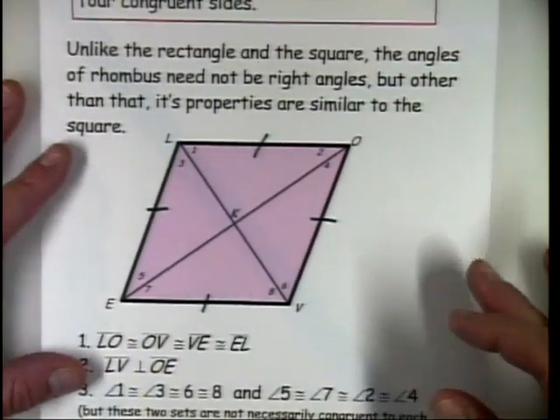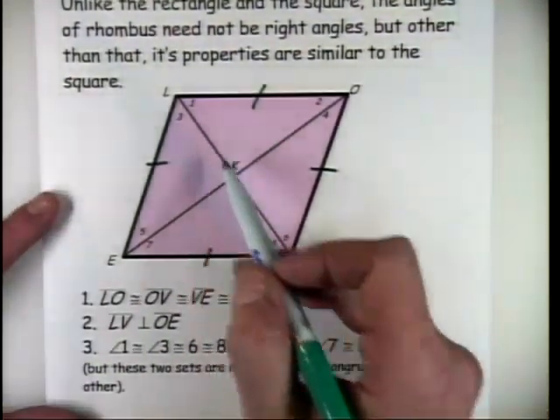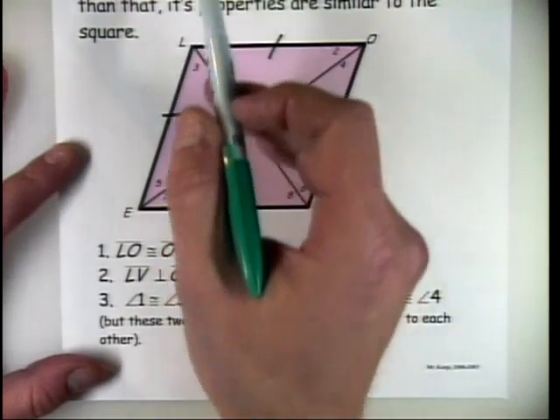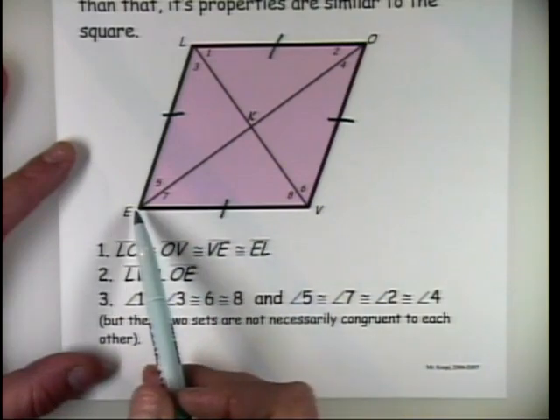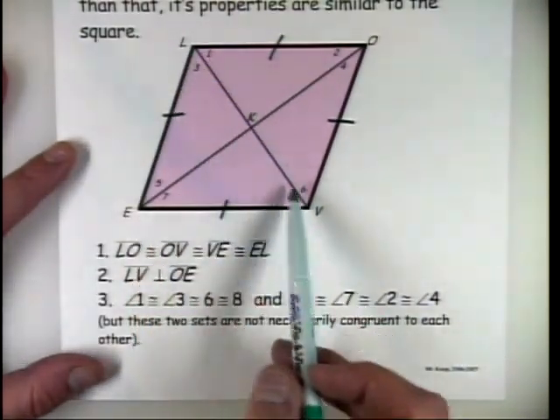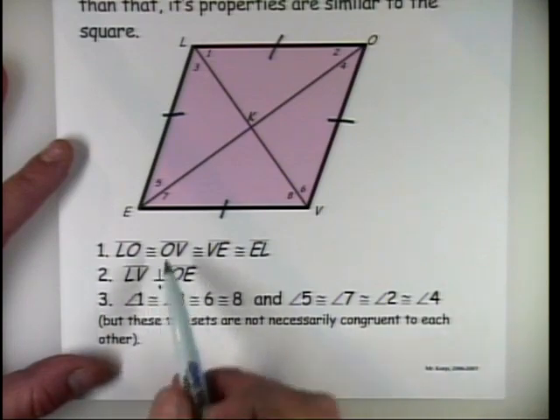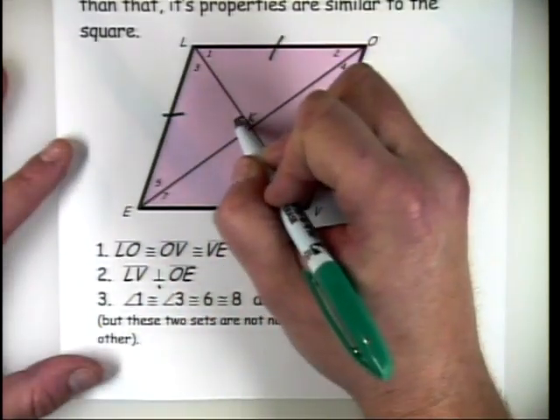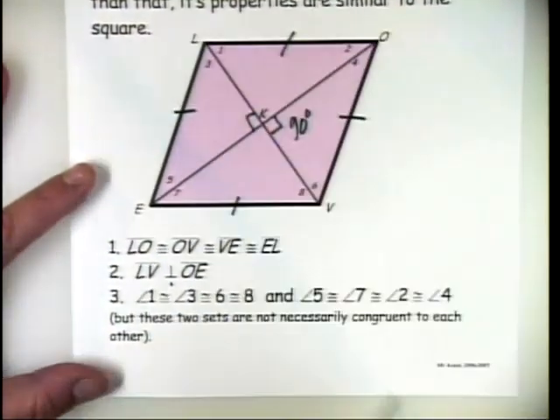Now, let's look at the properties of a rhombus. It is a quadrilateral, so it shares all the same characteristics that all quadrilaterals do. The diagonals bisect each other. So we know that because it has 4 congruent sides, segment LO is congruent to OV, is congruent to VE, is congruent to EL. Okay, that's very similar to a square. Also similar to the square, we know that the diagonals bisect each other at right angles. Remember, this right here is the symbol for perpendicular. So LV, that diagonal, is perpendicular, we say, to OE. So that means that this and this are right angles, 90 degrees. That's pretty cool, similar to a square.